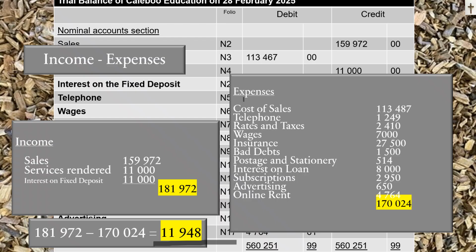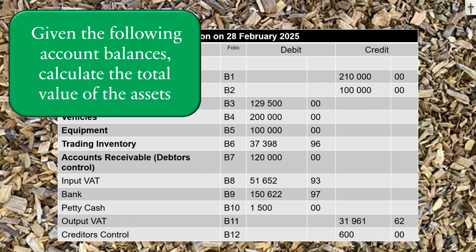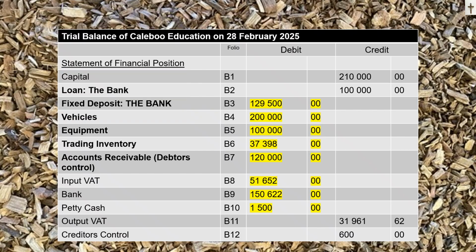Right, let's move on. Given the following account balances, calculate the total value of the assets. Very easy. All you need to know is the definition of an asset, and you need to classify these accounts as either assets, liabilities, capital, drawings, but they're asking for the total of the assets.